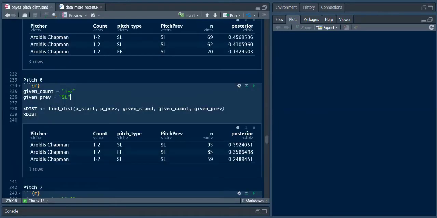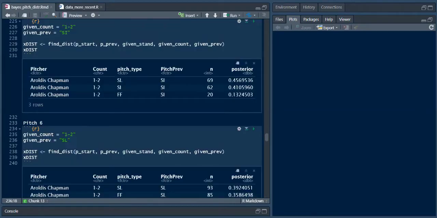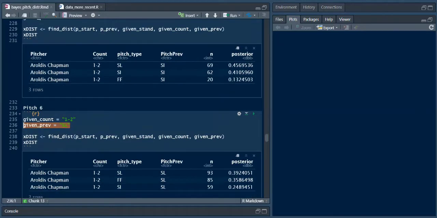I do want to point out that, oh, sorry, I am a little bit confused here. I do want to point out that the distribution here on 1-2 with a sinker as a previous pitch is totally different from 1-2 with a slider as the previous pitch. Let me make that clear. I think that point makes itself and shows that integrating this previous pitch in here is really important to this model. So, pitch 6, we really have no idea what's going on here.